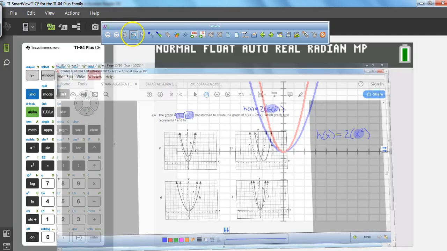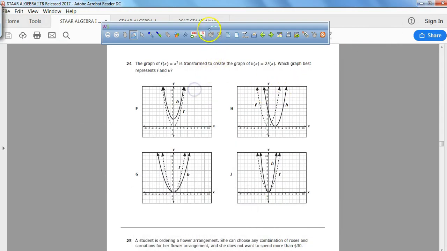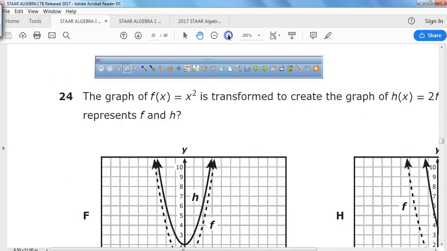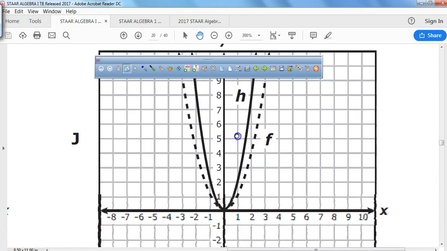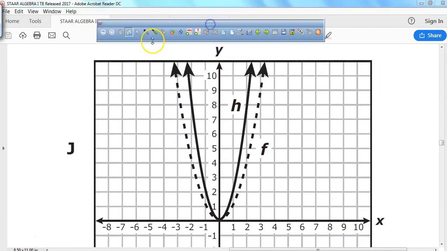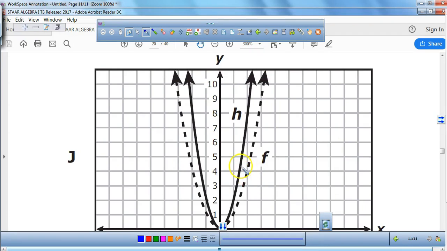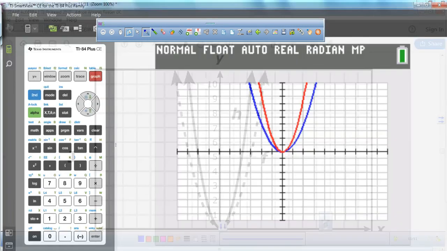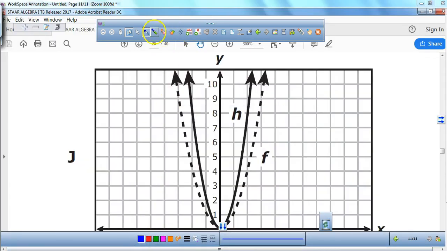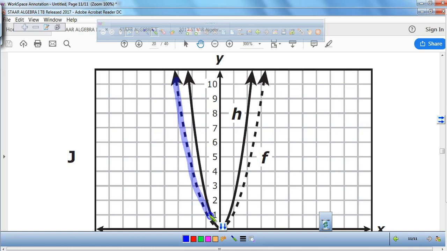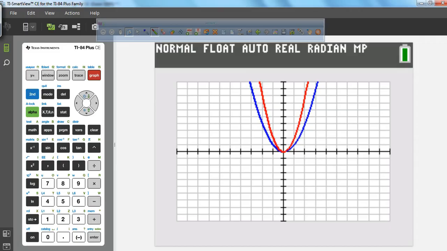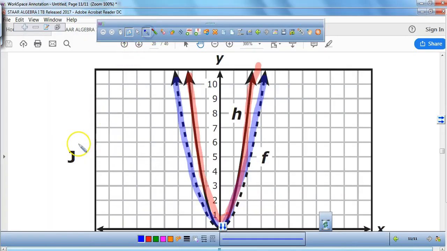I'm going to zoom in so you guys can see it a little bit better. All right, zoom in on the correct answer. You'll notice if this is f of x, this is h of x, just like in our graph right here. This is our original graph right here, and then this one was h of x. So notice it's a lot more narrow. So you just got to follow that. All you got to do is just type it in the graphing calculator and compare them. And that's going to be answer choice J.